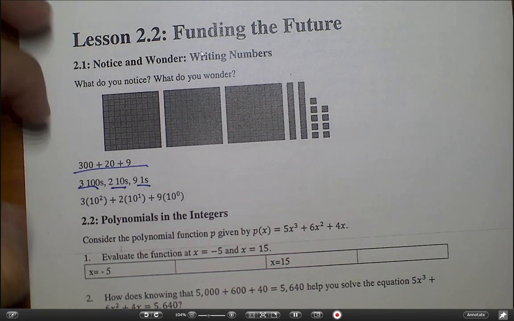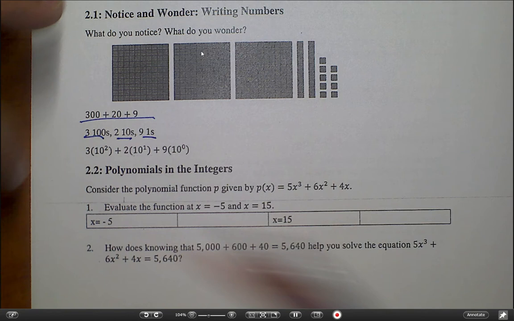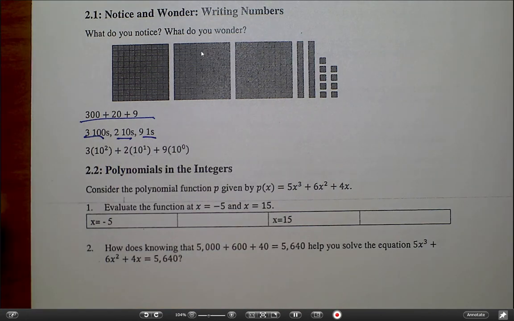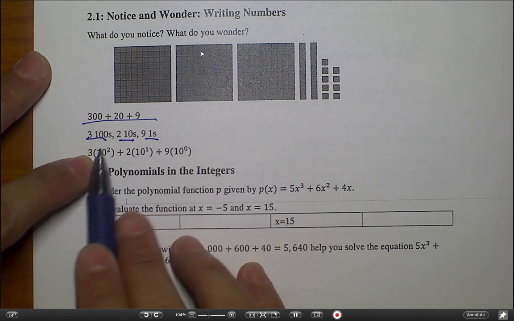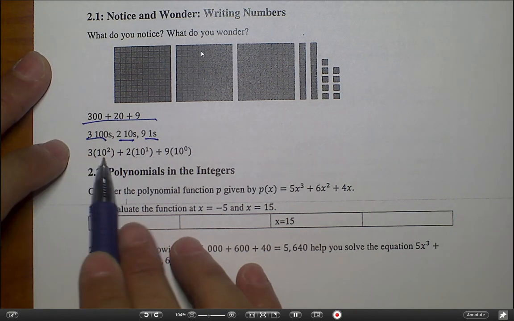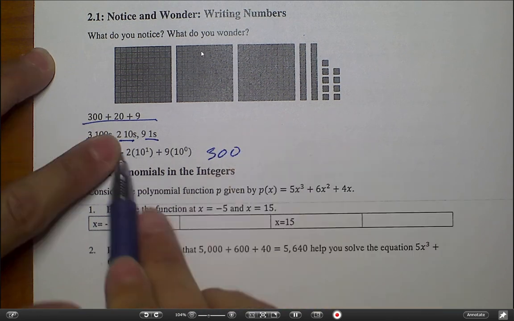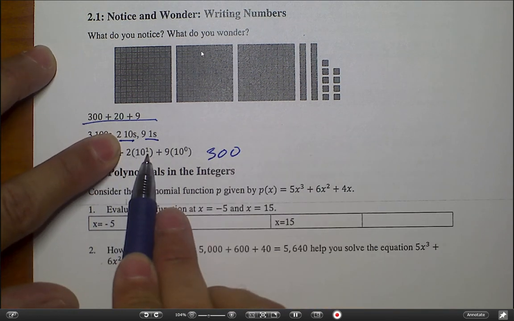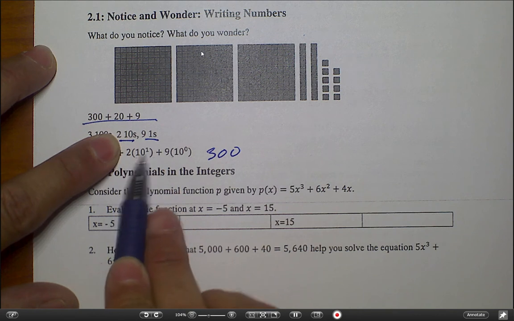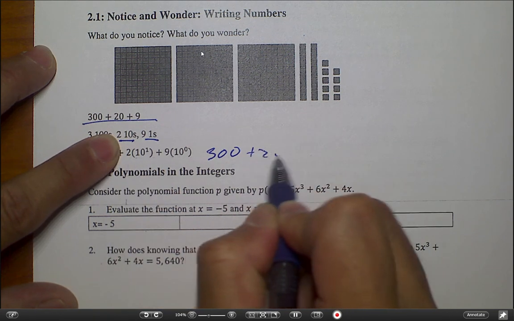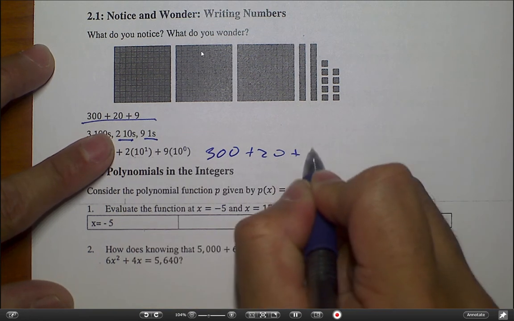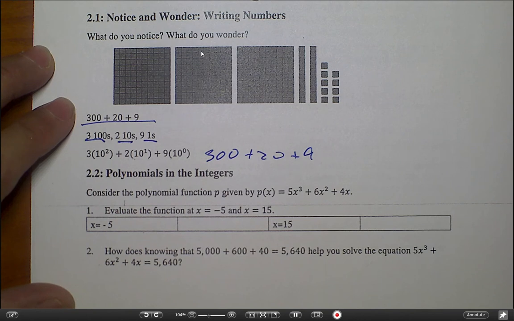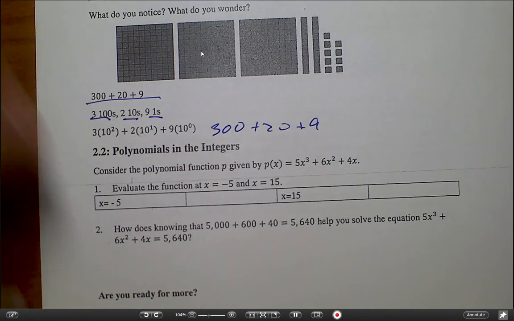Now, here's another way of writing it with exponential notation. 10 to the second power, 10 squared, is 100, because it's 10 times 10. So 3 times 100 is 300. Then 2 times 10 to the first, 10 to the first is 10, times 2 is 20. And anything to the 0 power is? 1, very good. So 9 times 1 is 9. It's just different ways of representing the same number.